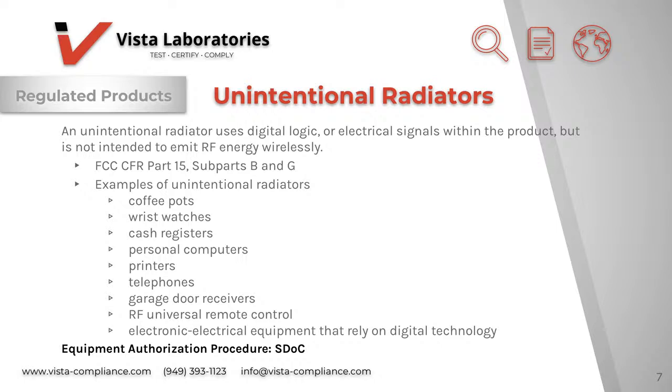These rules contain the requirements such as the test levels or limits for the results of the measurements. Examples of unintentional radiators include coffee pots, wristwatches, cash registers, personal computers, printers, telephones, garage door receivers, wireless temperature probe receivers, RF universal remote controls, and thousands of other types of common electrical equipment that rely on digital technology.